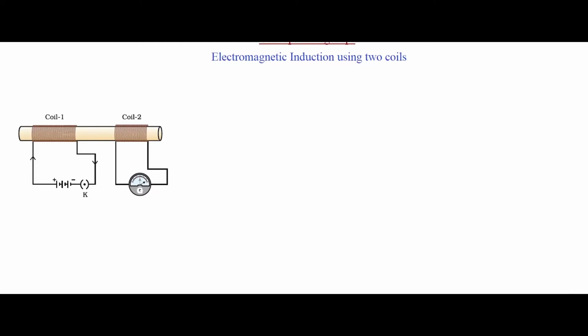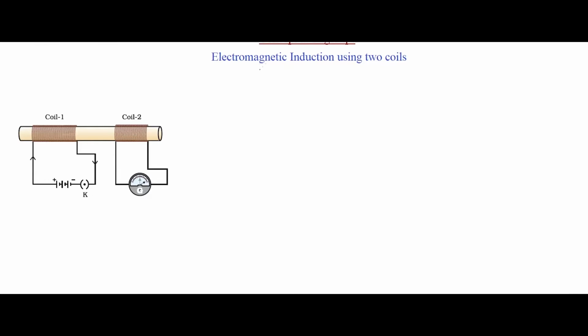Today we will be learning the topic Electromagnetic Induction using two coils. In the previous classes, we had seen that electromagnetic induction was happening when we move a conductor in a magnetic field, or when we bring a coil towards a magnet or a magnet towards a coil. In other words, if there is a relative motion between a coil and a magnet, an induced current is developed in the coil. This phenomenon is known as electromagnetic induction.